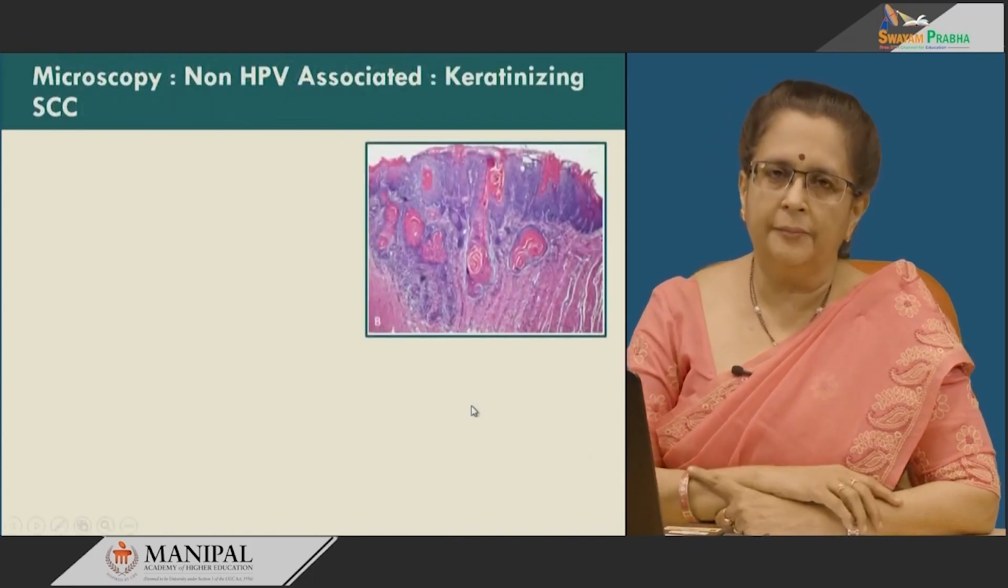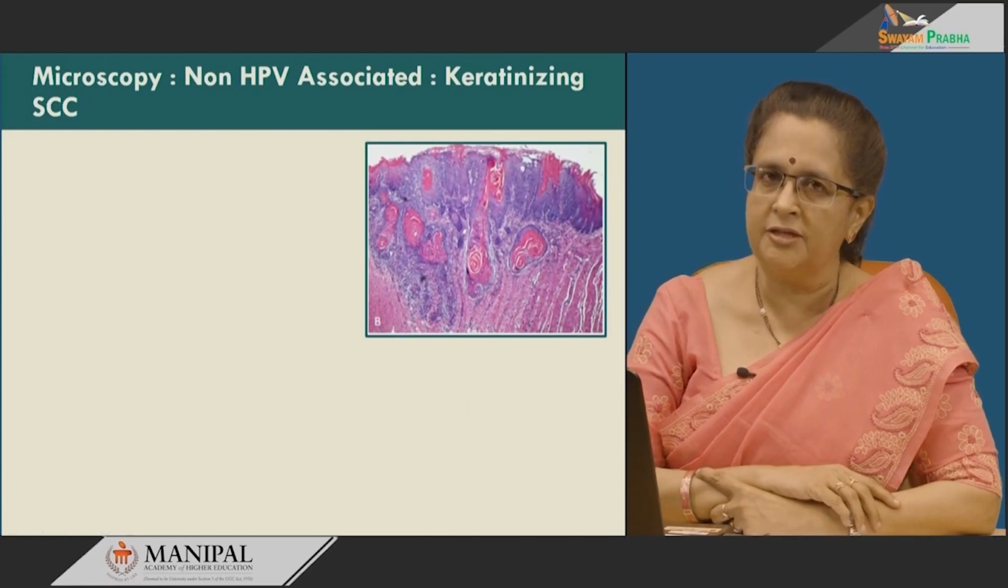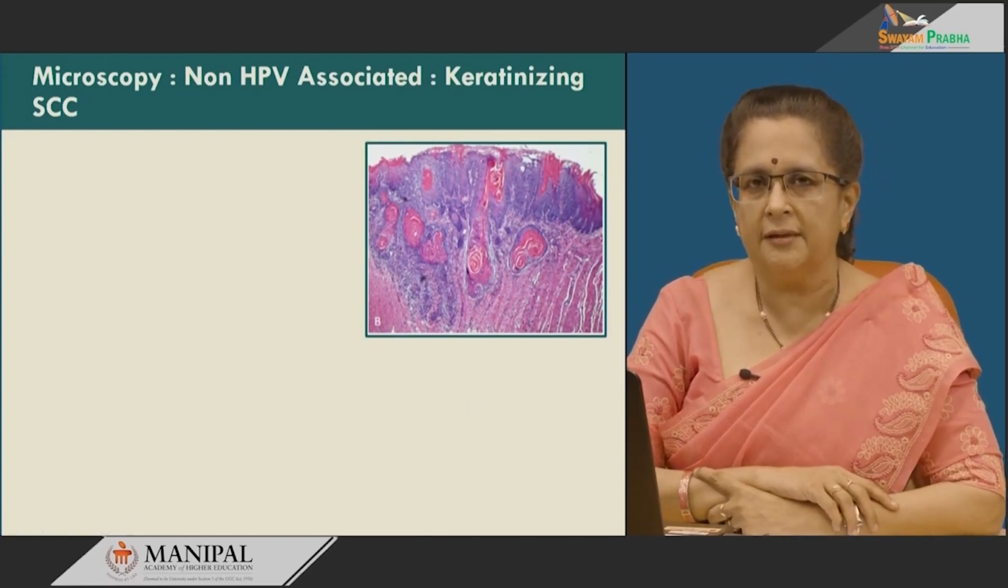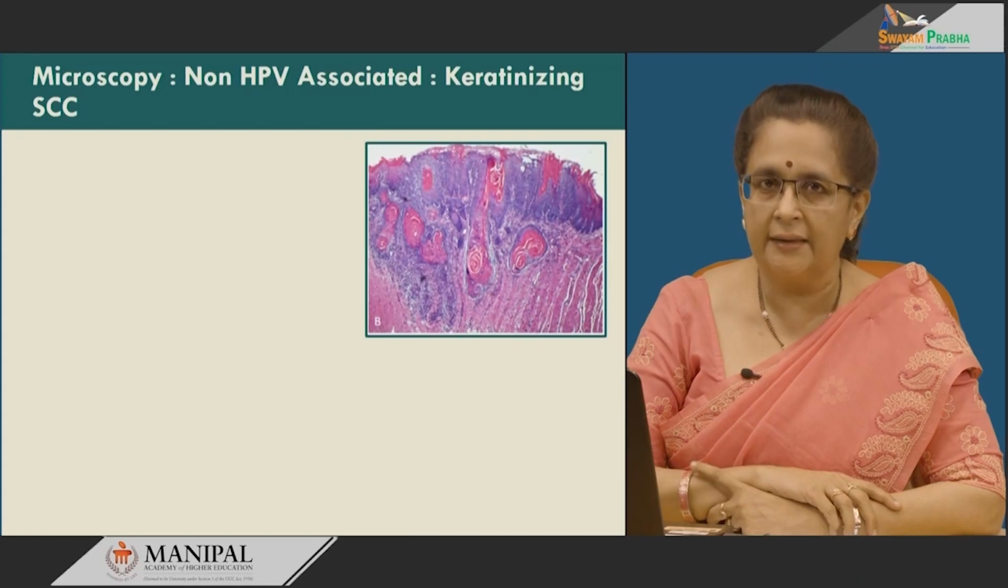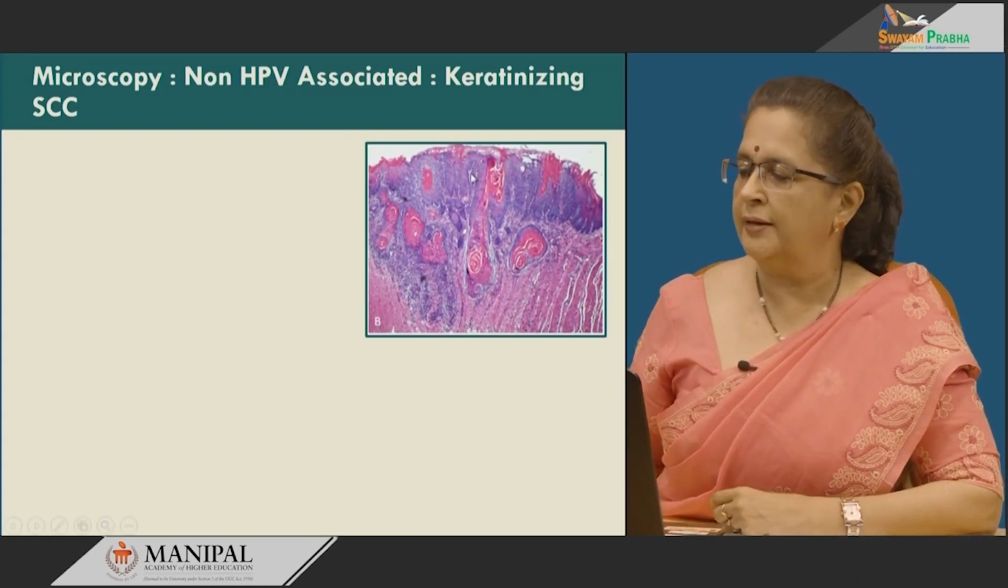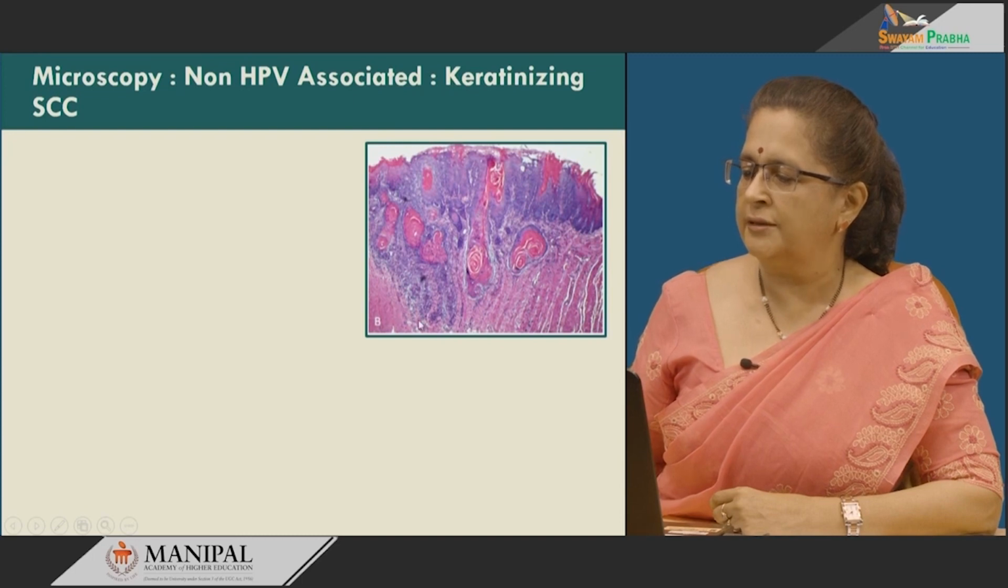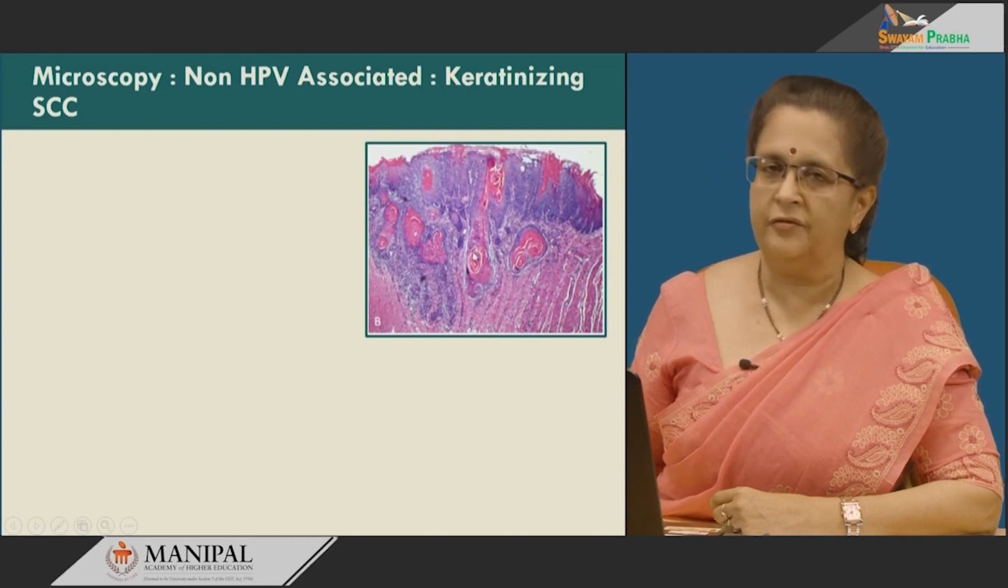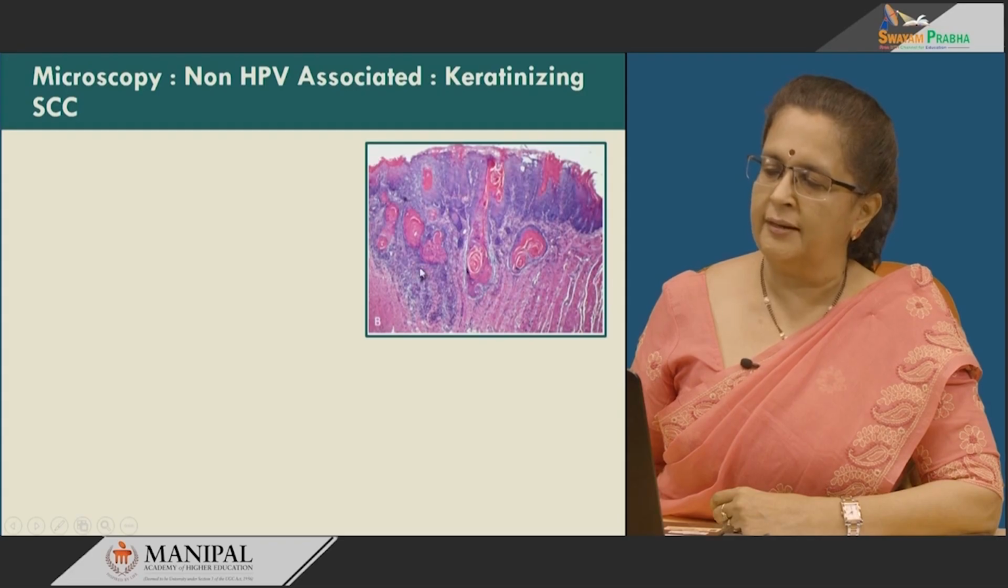Microscopically, the most important aspect of non-HPV associated squamous cell carcinoma is that it is keratinizing, there is abundant keratin. So, this is how it looks microscopically. Here it has infiltrated into the stroma and there are a number of keratin pearls, which means that this is a keratinizing squamous cell carcinoma.